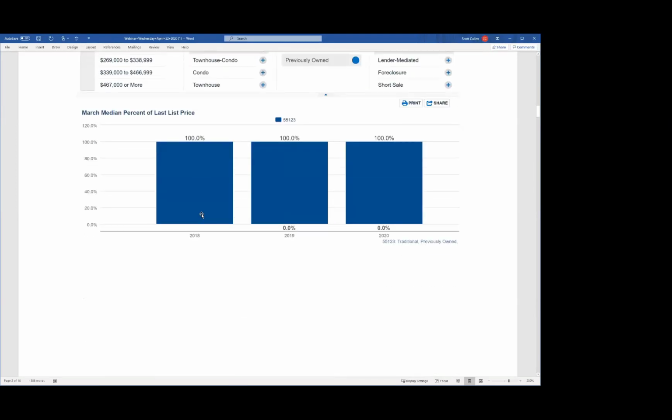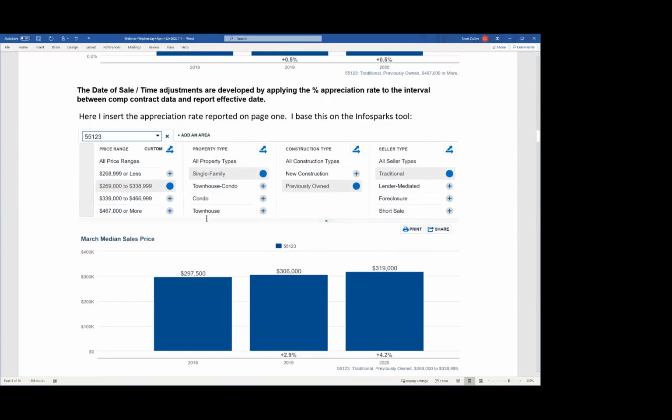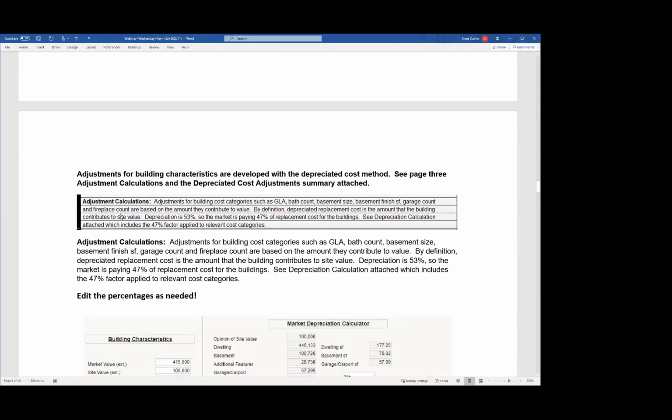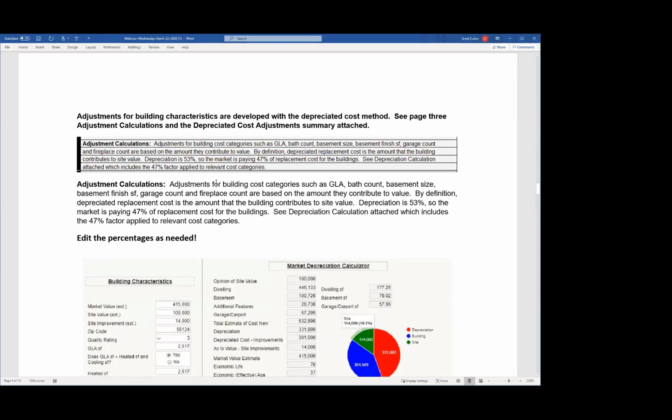And now when they go to page 3, they'll see, where was that? Scroll. I put this at the bottom of page 3, right above the cost approach. So when they look down at the cost approach, they'll see that depreciation is 53%. So the market's paying 40% for the building, 47% for the buildings.